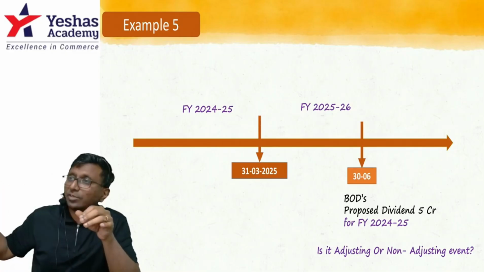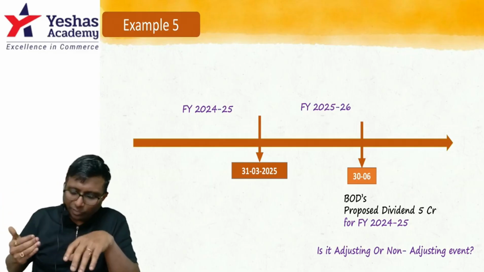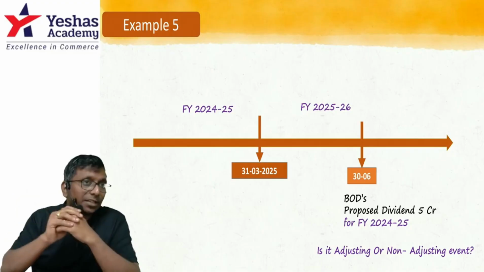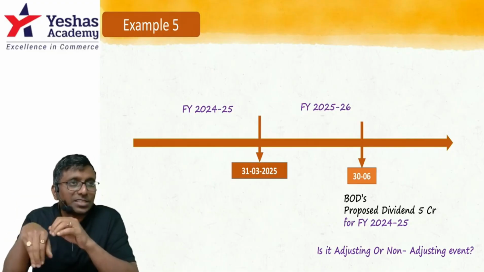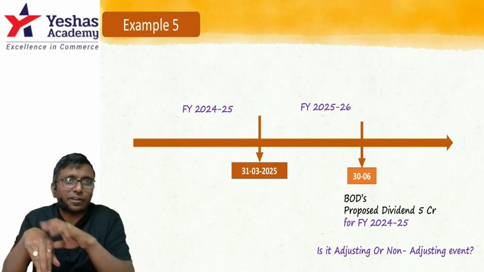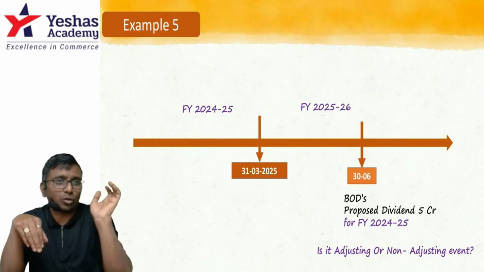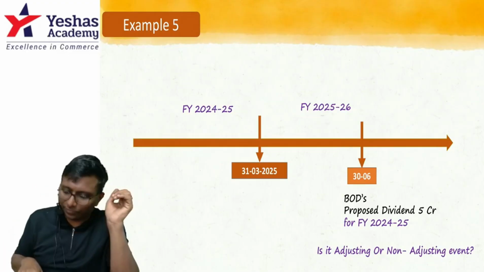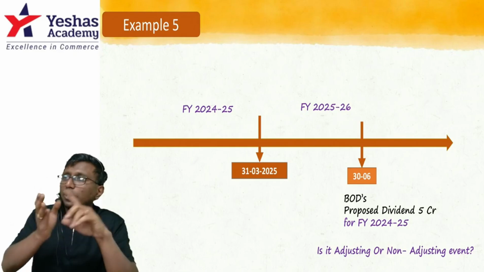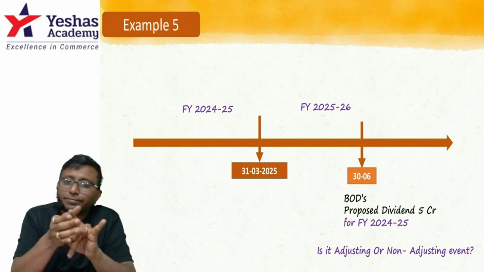Which one did I say? Board of Directors meeting. In it, what did we do? We proposed a dividend of 5 crore. Obviously, which year is this related to? It is not an interim dividend, it is a final dividend. Final dividend related to 24-25, proposed on so and so date in the Board of Directors meeting. Now, should I make a provision for the proposed dividend as on 31st March or not? Yes or no?